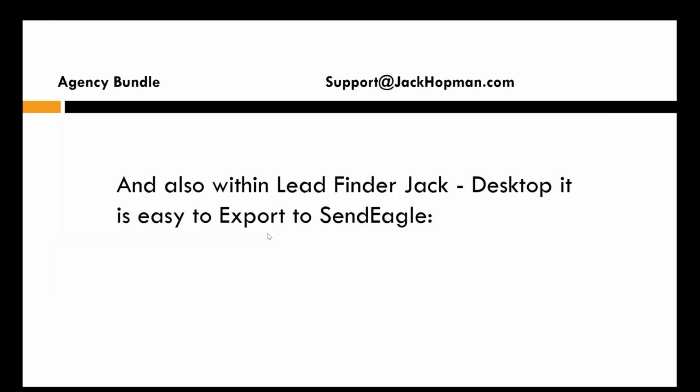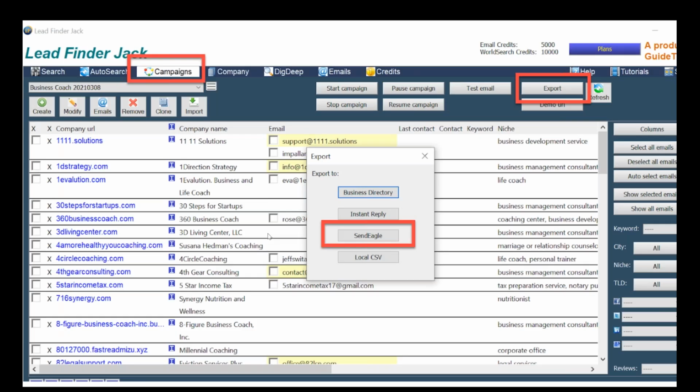Okay, and also with Lead Finder Jack Desktop it is easy to export to Sand Eagle, and it looks like that. You go to the campaign screen, and here's that export button. You guys see the export button, and you click on it. You can say I want to export the leads to business directory, I want to export to instant reply, I want to export to Sand Eagle, but that is part of the agency bundle, and you can download as a CSV file.